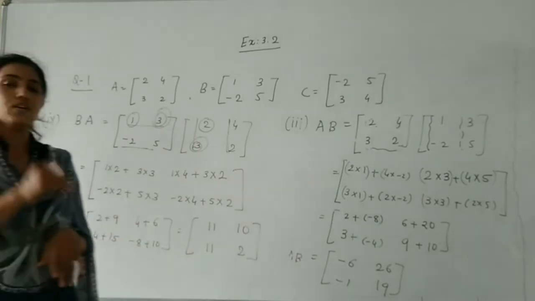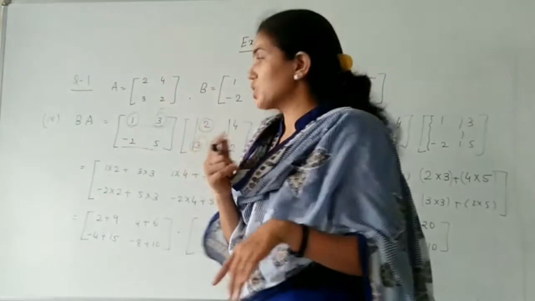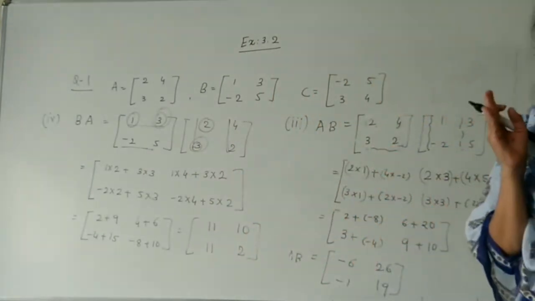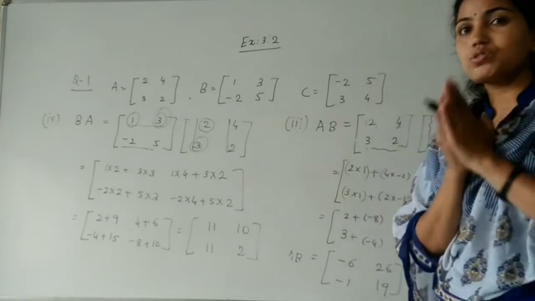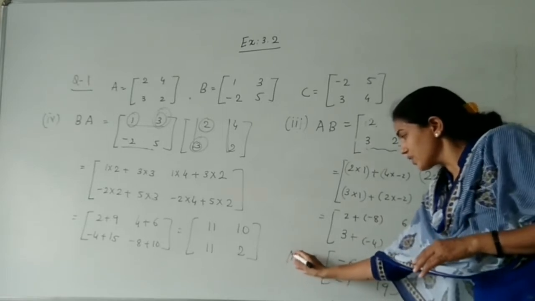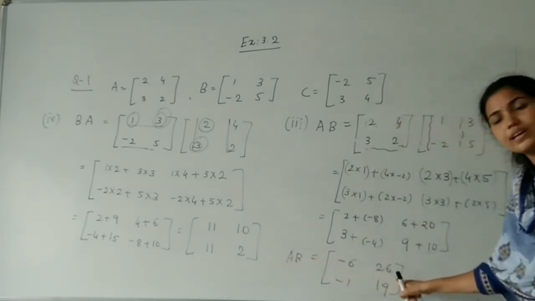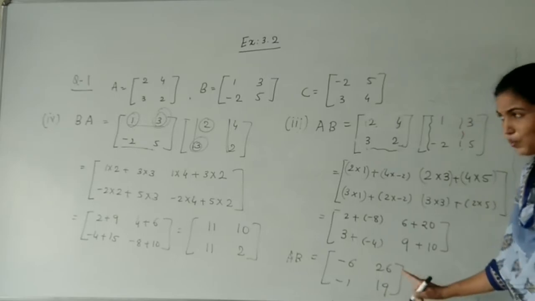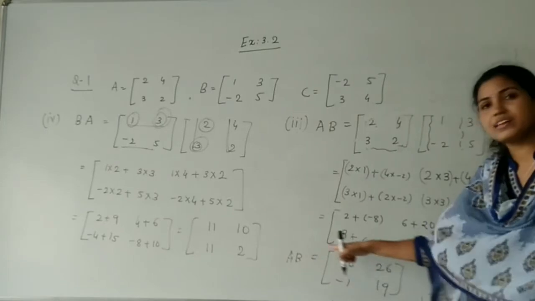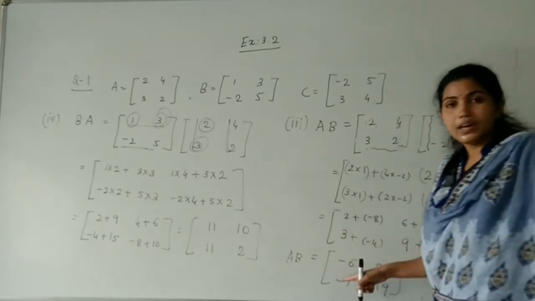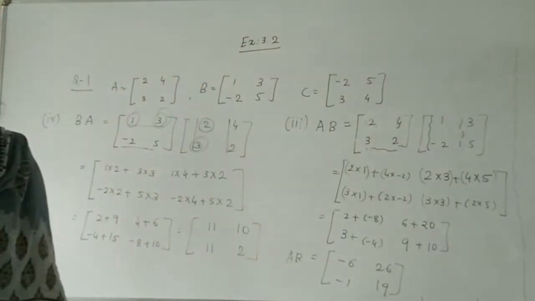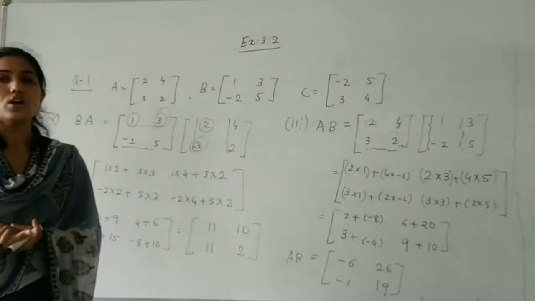Now students, one point to remember, that we have read that multiplication of matrices is not commutative. So why is it not commutative? Here you can see what we have found: AB is minus 6, 26, minus 1 and 19, whereas BA is 11, 10, 11 and 2. So these two matrices are not equal. Okay, these two matrices are not equal. So that's why we can say that multiplication of matrices is not commutative.